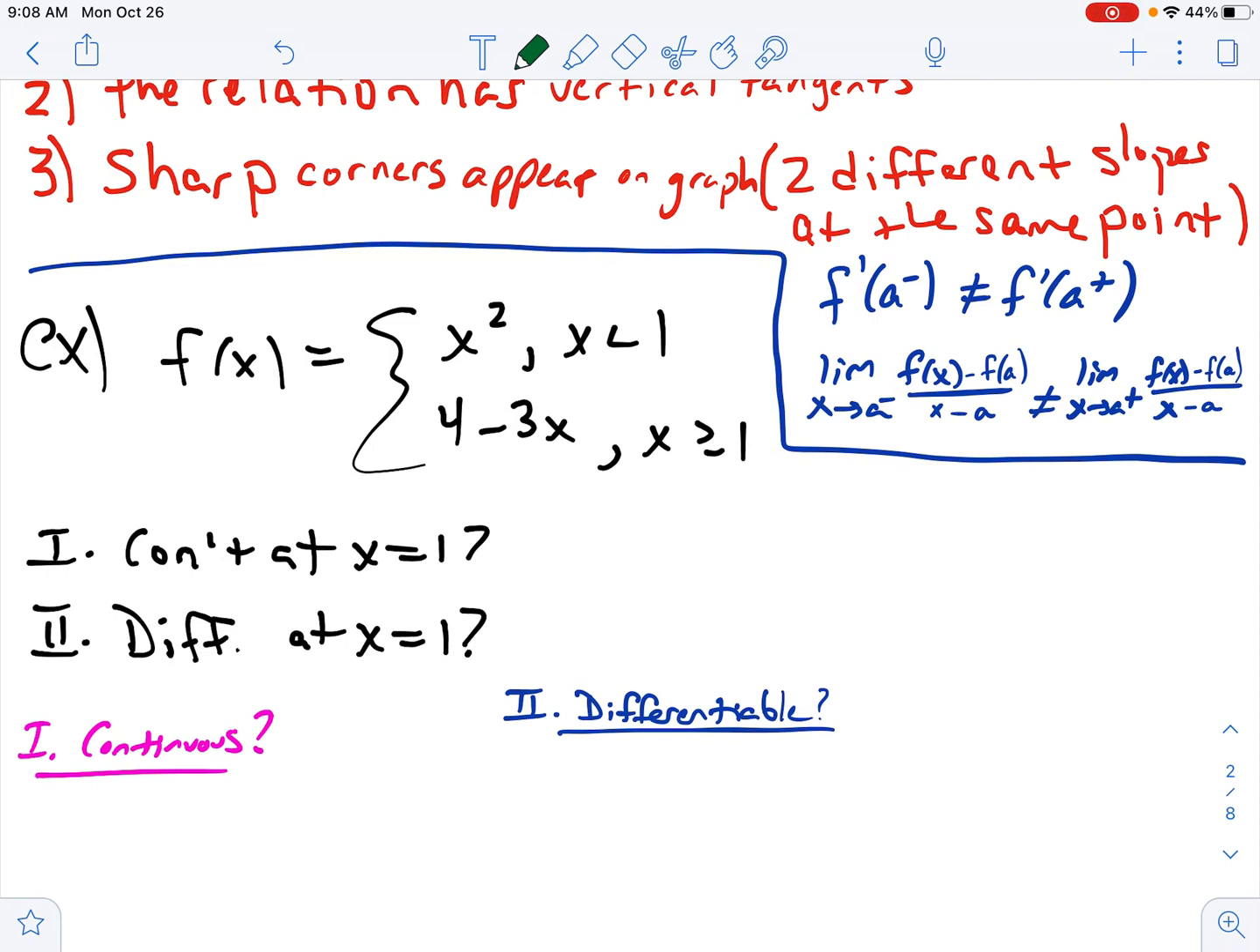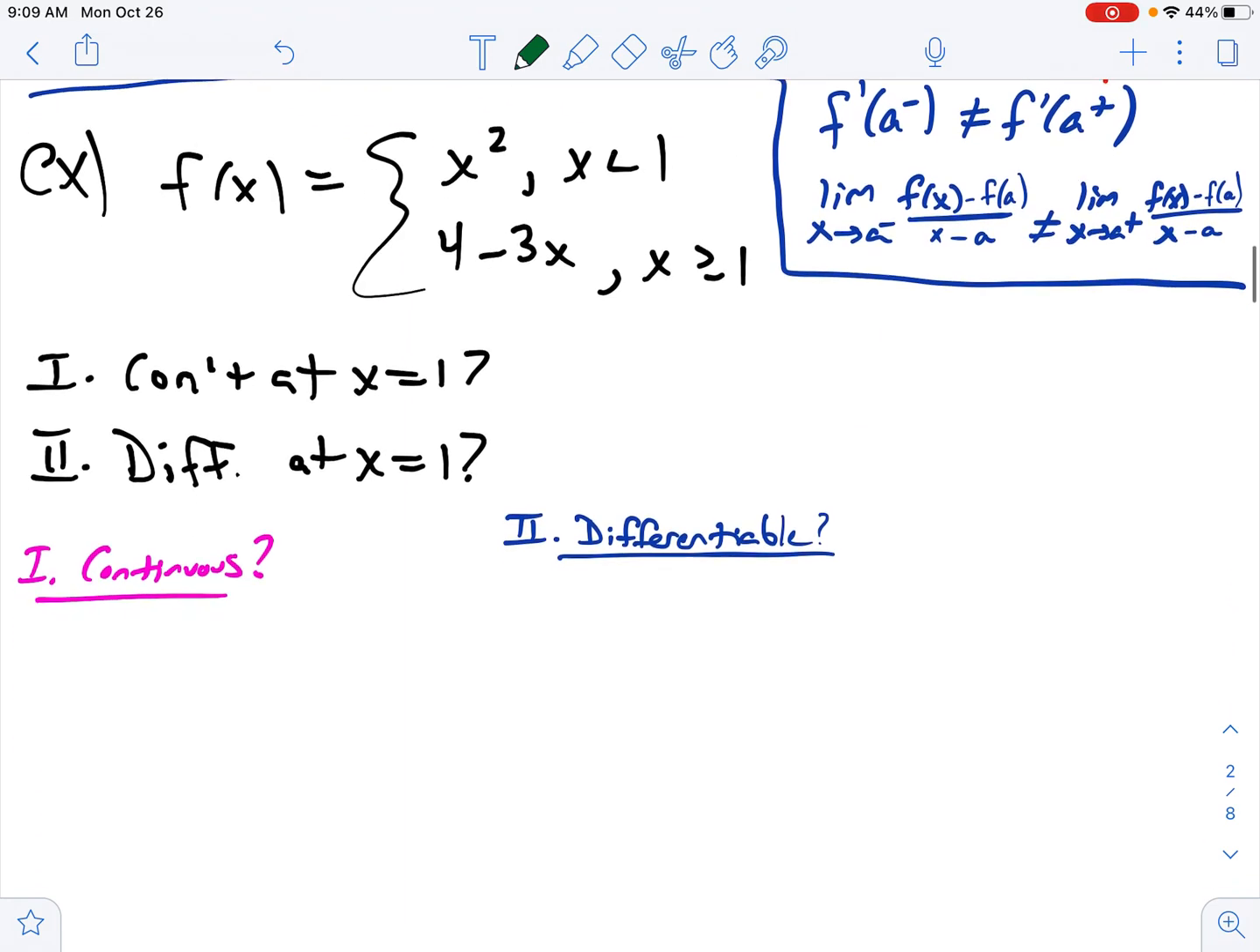And let's determine this. First of all, is the function continuous at 1? And then if it is, is it differentiable? Okay, if it's continuous, it might be differentiable. If it's not continuous, then it most certainly is not differentiable, okay? So let's check for continuity first.